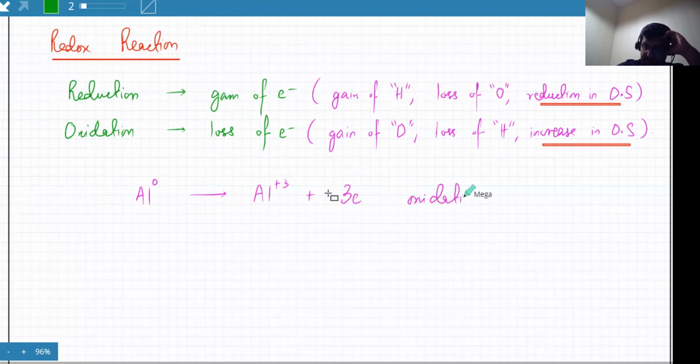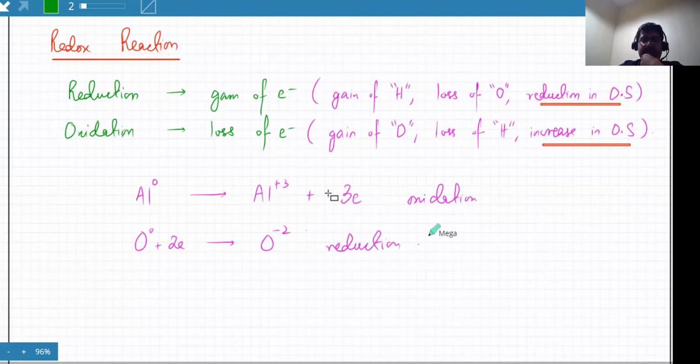And whenever you see charge decreasing, so for example, oxygen goes from 0 to minus 2. So that clearly means the charge is decreasing. That's a reduction. That's a gain of electrons. That's a gain of 2 electrons. So that is clearly reduction. Now, this is something that's very obvious, but people kind of still get confused with this. So just remember, charge dropping, that's reduction, charge increasing, that's oxidation.